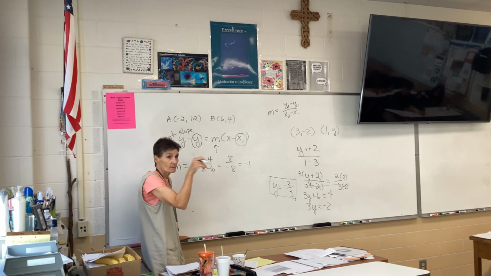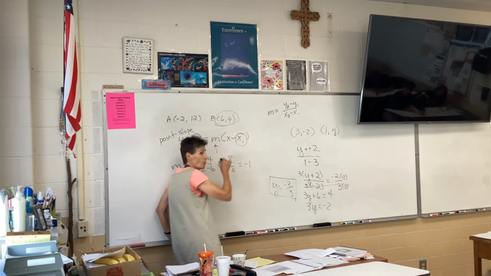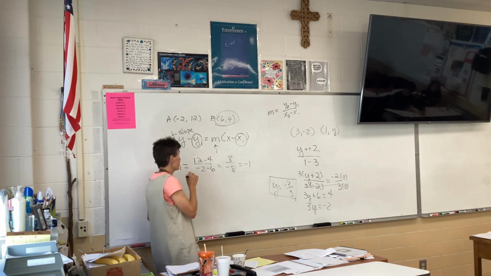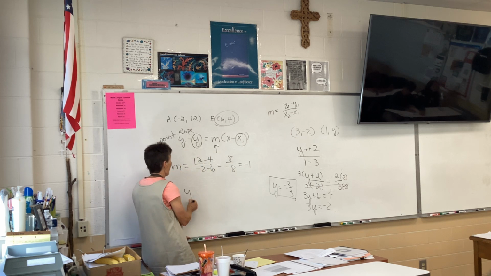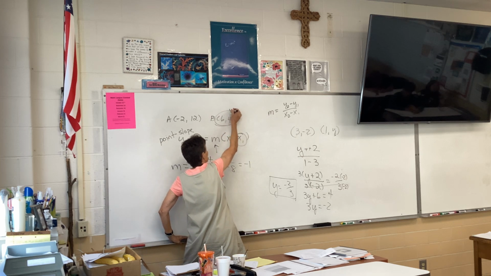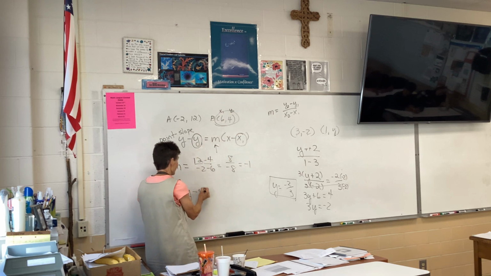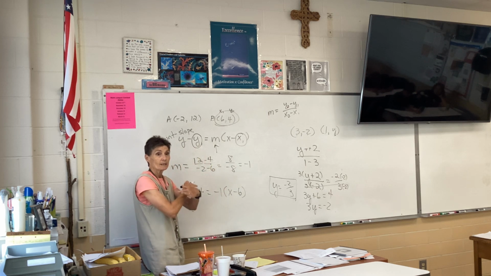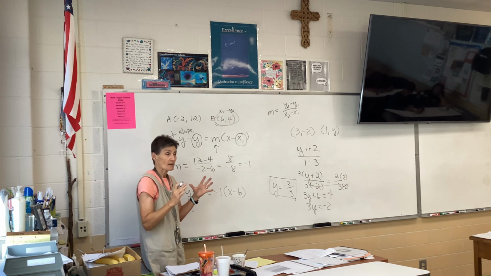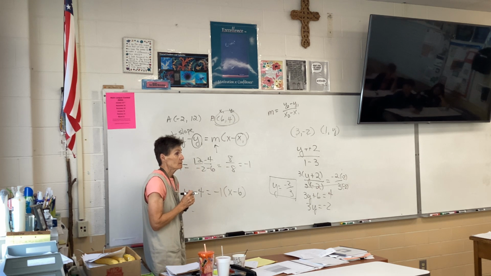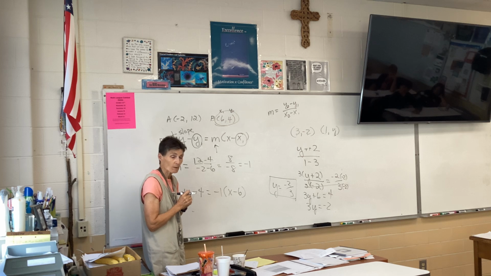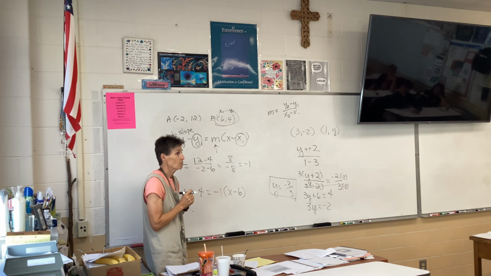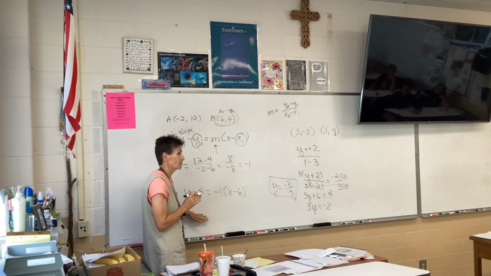So far, so good? All right, everybody okay if we use this point because it seems easier? So then we'll just plug into our formula. Y minus 4, remember that's the y number, equals negative 1 times x minus 6. Done. That's the point slope form of the line. That's your answer. Stop right there. When it says use point slope, that is point slope right there.